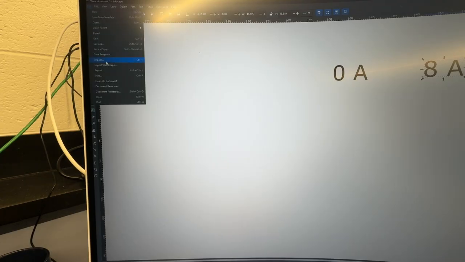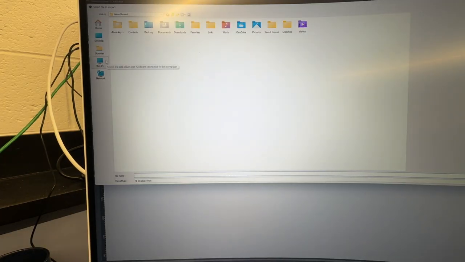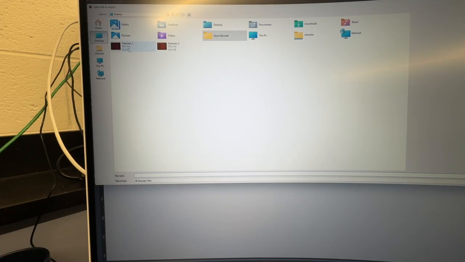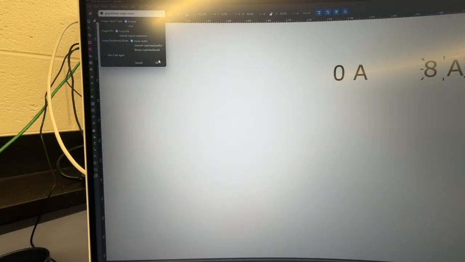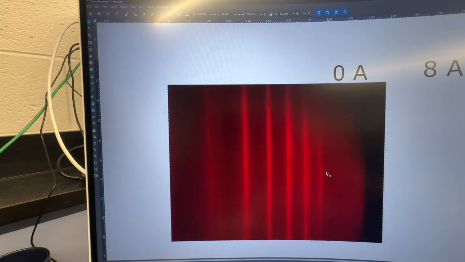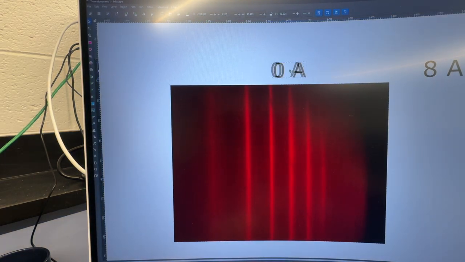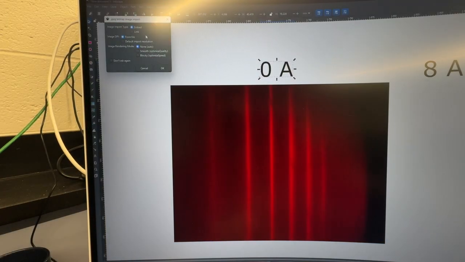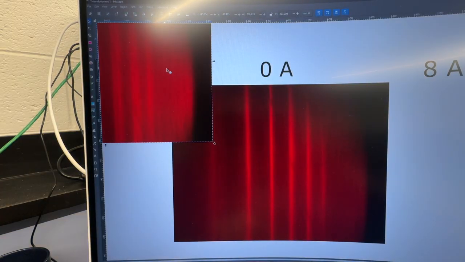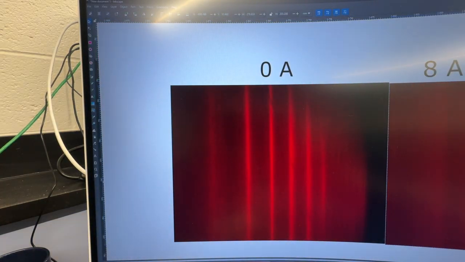Okay, and we're heading over to import. And because we put these on our desktop, very easy to find. From file, nope, just regular. Okay, so here is our 0 amp. And here is our 8 amp. Again, not following the convention. Oh, I should have clicked don't ask again. Oh well.